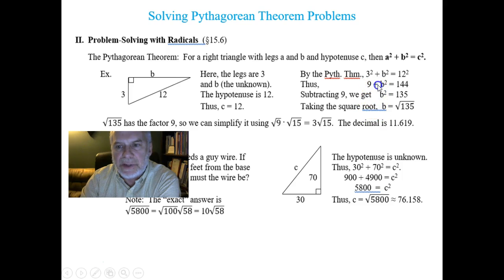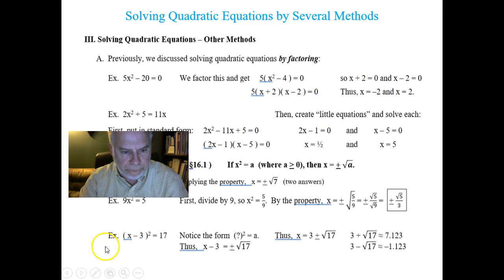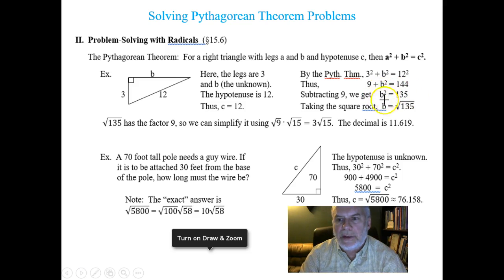And then you basically take the square root of both sides. So we have b squared equals 135, and I basically am going to take the square root of both sides. So we get just b, because these two things cancel each other out, equals the square root of 135. You can actually simplify square root of 135 because 9 goes into 135. And so you can split it up into square root of 9 and square root of 15. Now the square root of 9 you can take, and that becomes 3. So it's 3 times the square root of 15.